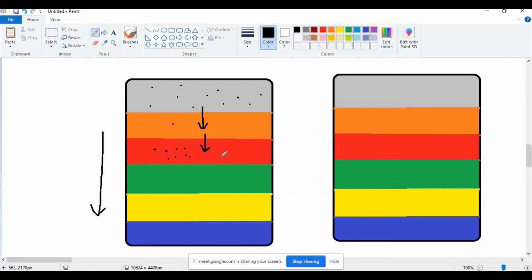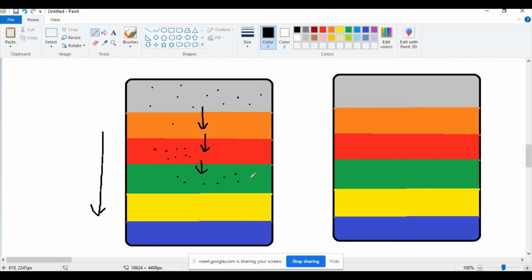Now the density of this medium is more than this one. The density of the viral particle is still more than this medium, but since the difference is less, the velocity will become less. Now they reach here in this zone.